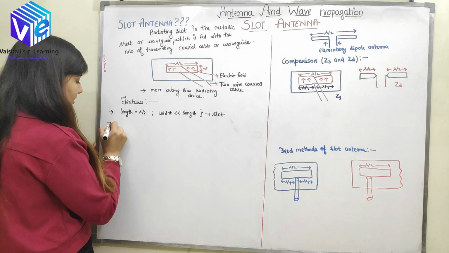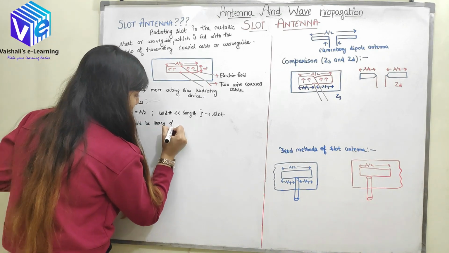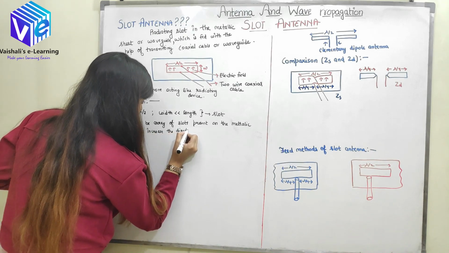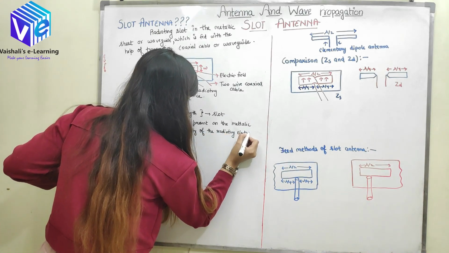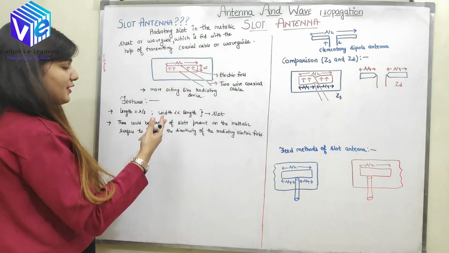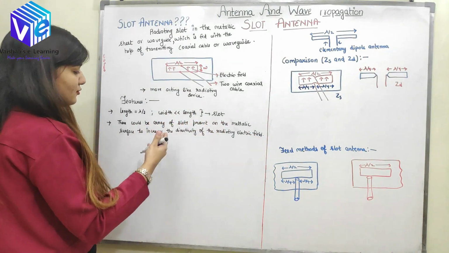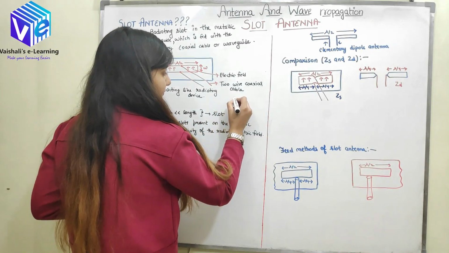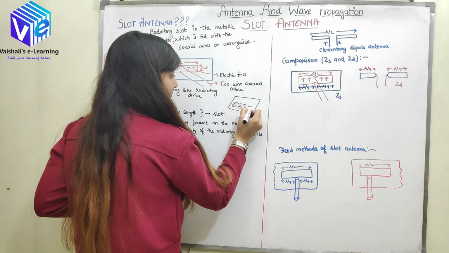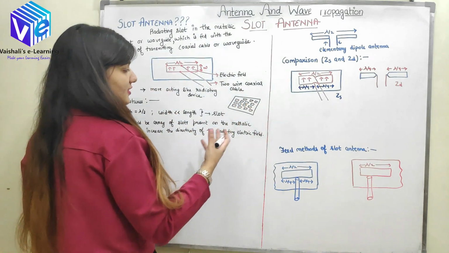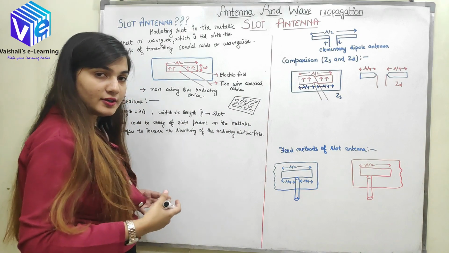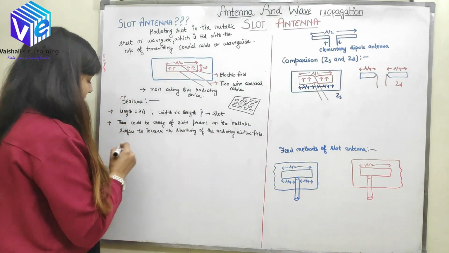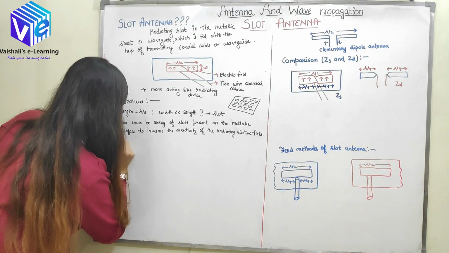The second feature is that there could be an array of slots present on the metallic surface to increase the directivity of the radiating electric field. You can see this from this figure. In this figure, an array of various slots is present, which is increasing the directivity of the radiating electric field.